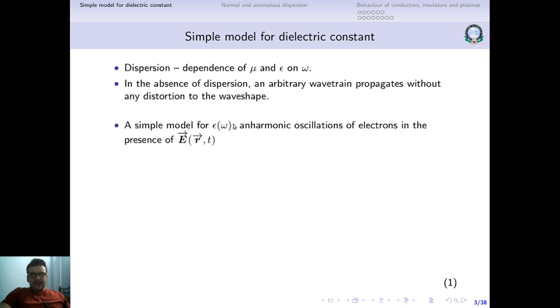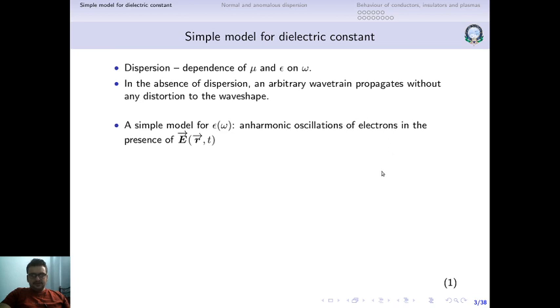In our simple model of the dielectric constant, we will consider the anharmonic oscillations of electrons in the presence of an external electric field. In general, this external electric field is dependent on position and time. So it could be an electromagnetic wave, or it could be any other field which depends on both position as well as time.